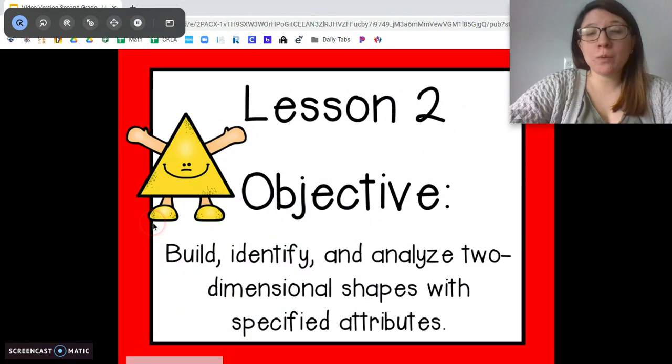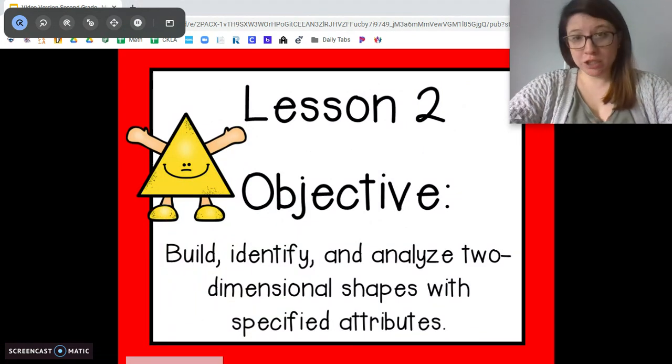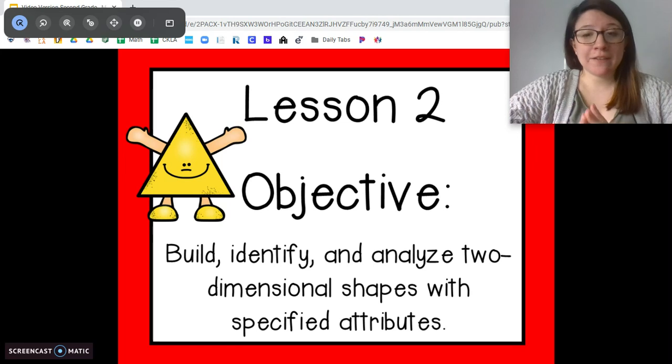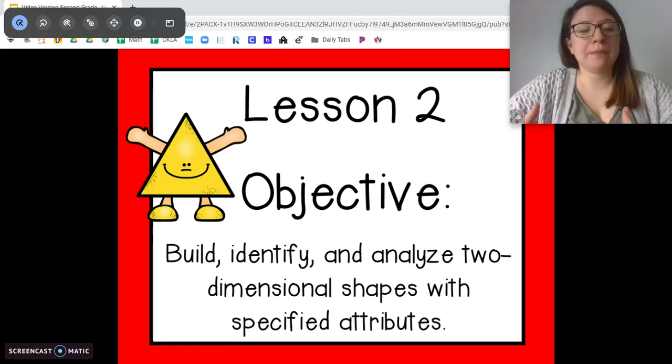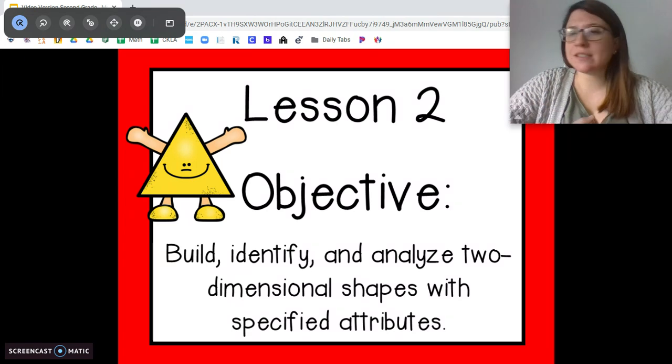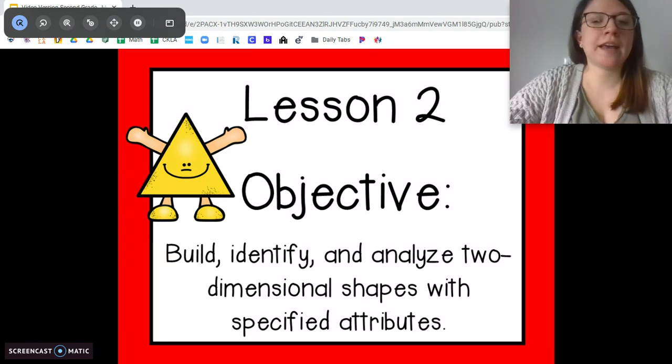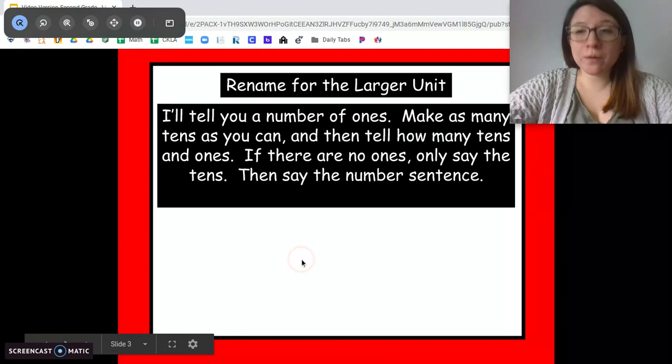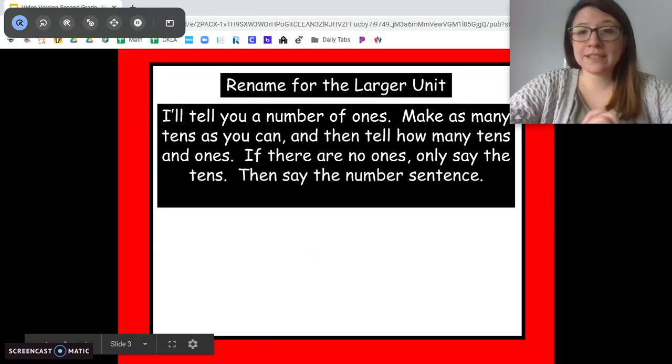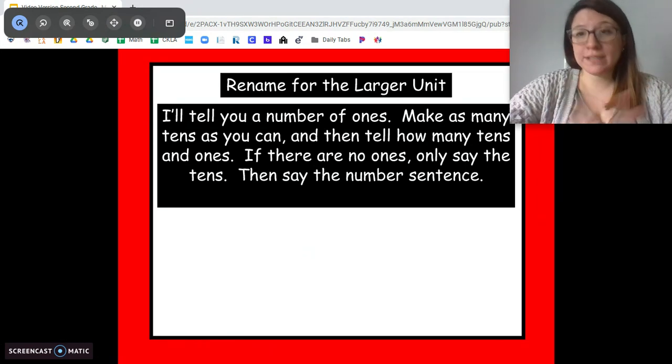Again, today we're going to be working with two-dimensional shapes. We're going to be identifying the shapes by name, and again, referring to them by their attributes. So there's number of sides, number of angles, number of corners, things like that. Before we start though, we're going to practice, again, taking out 10.